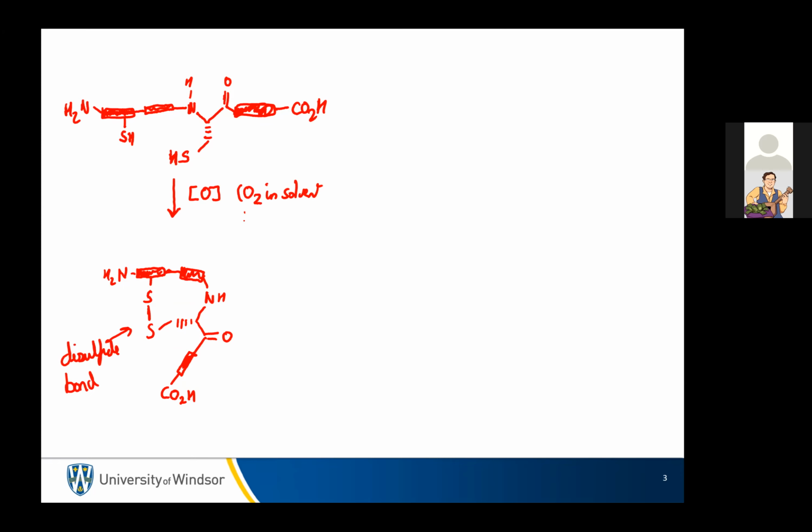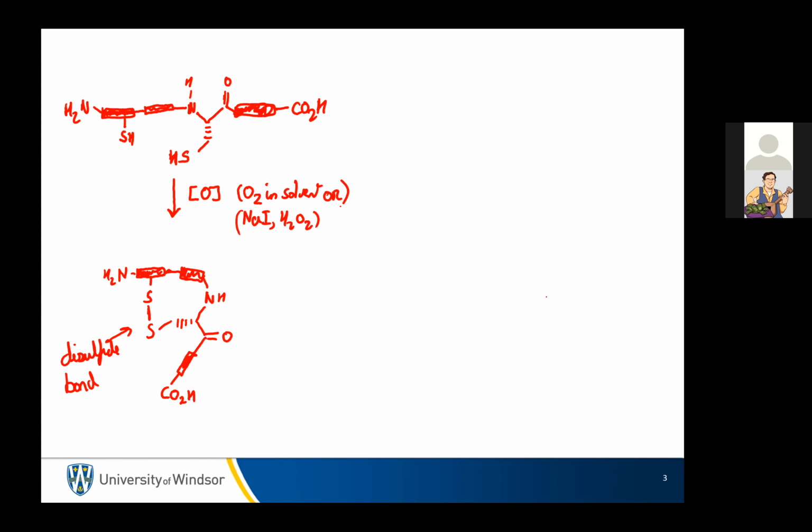There's all sorts of ways you can do this. If you look it up, you'll find all sorts of fancy catalysts that get used to make this disulfide bond. It's unnecessary. And you make a ring.